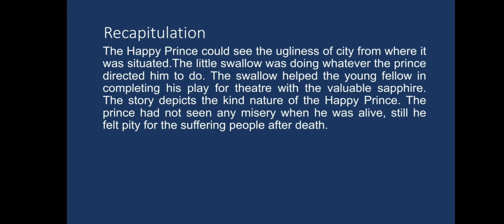The story depicts the kind nature of the happy prince. The prince had not seen any misery when he was alive. Still, he felt pity for the suffering people after death. Students, just try to understand this. Even when the happy prince knows it very well, if he gives the sapphire of his other eye to the young fellow, then he would not be able to see again. But he is ready to do so because he is of very kind heart, and he could not see the people suffering in the city.